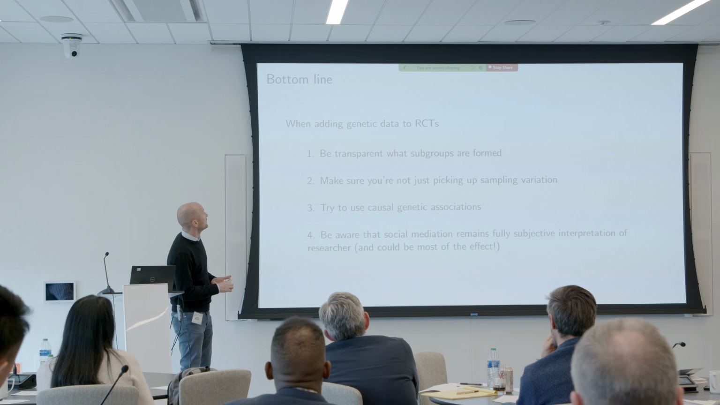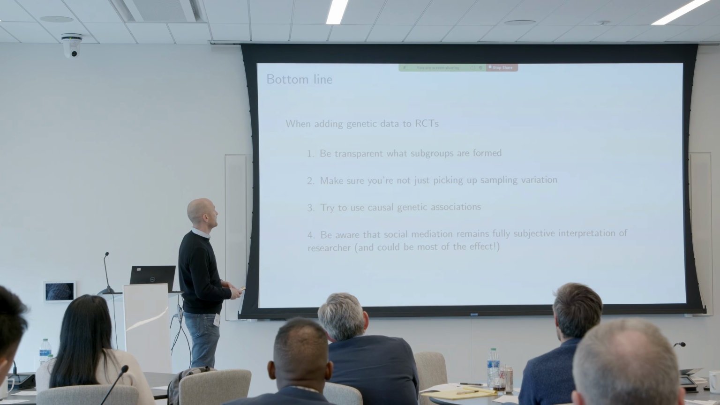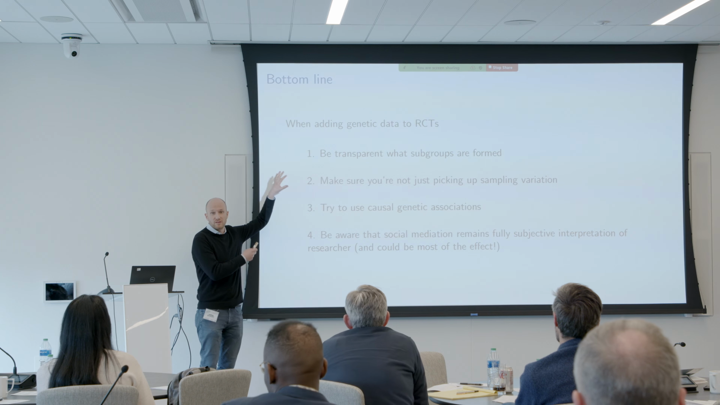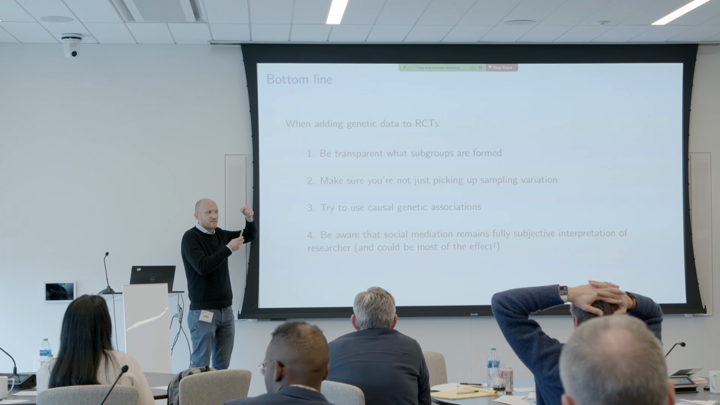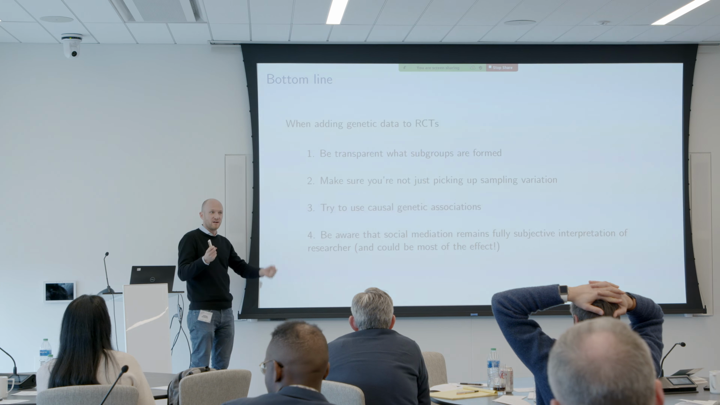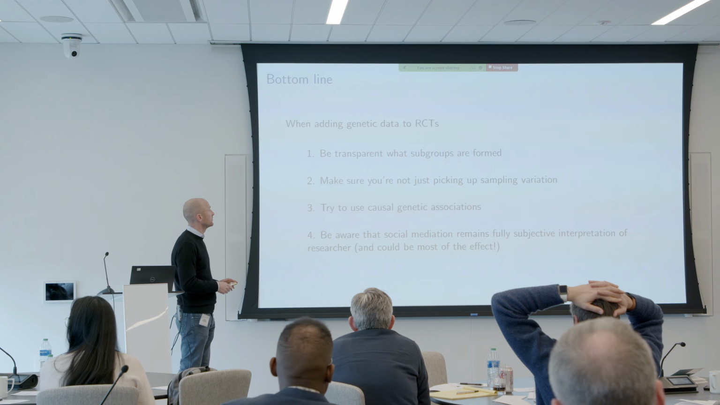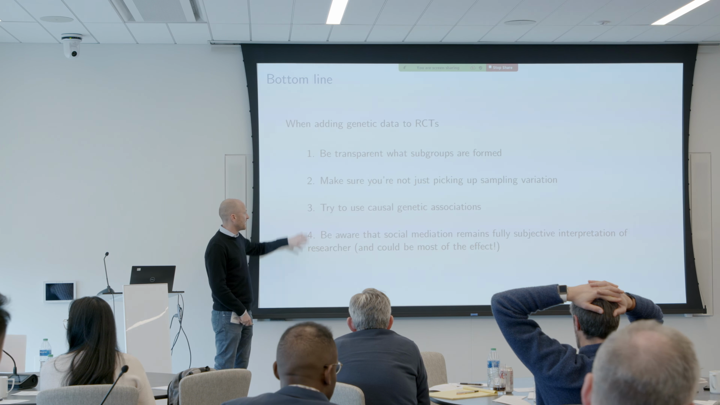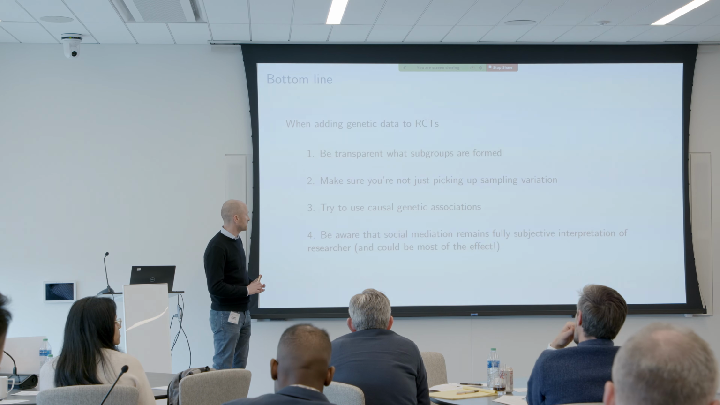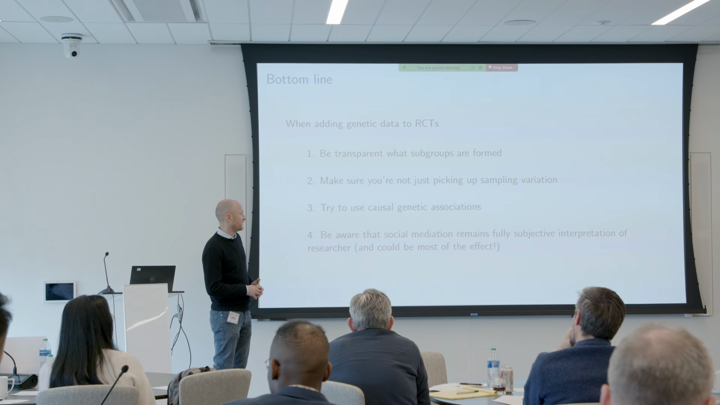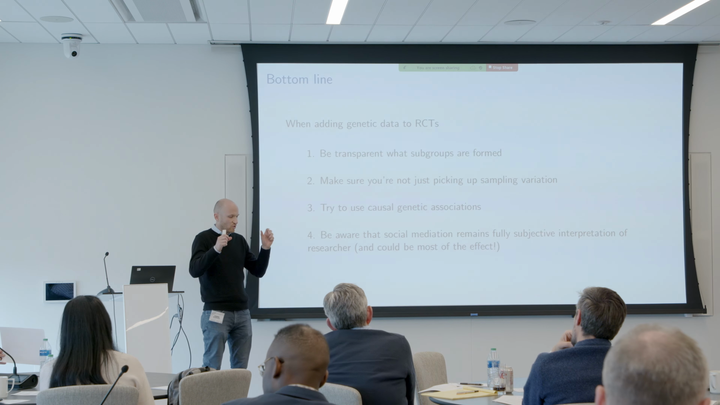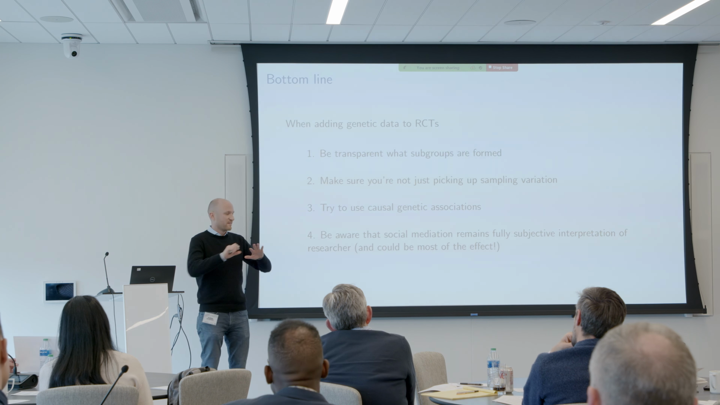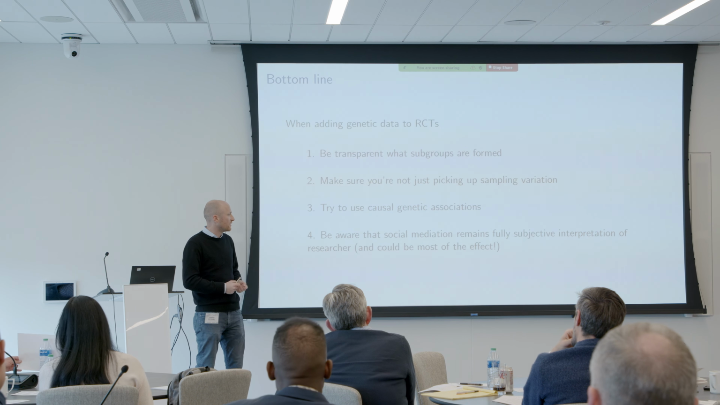And so just as a layperson's bottom line, when adding genetic data to RCTs, it's useful to be transparent about what kind of subgroups will form. Especially in the study, I think the authors control for a lot of observable characteristics, but that doesn't necessarily help so much, because then you know even less what kind of groups these are, right? It's like, what is the residual variation that you're using there? And make sure it's not just picking up sampling variation. The more causal the genetic associations, the better, and then being aware of the social mediation. Then I think, on the one hand, from the outer perspective, the genetic data is like hard sciences, something really at the frontier of research.